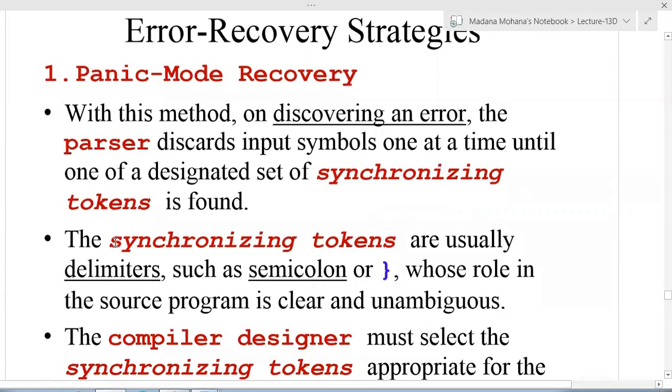Then the first one, panic mode recovery strategy. With this method, on discovering an error, the parser discards, meaning removes, input symbols one at a time until one of a designated set of synchronizing tokens is found. The synchronizing tokens are usually delimiters such as semicolon or the braces, whose role in the source program is clear and unambiguous. Unambiguous means without ambiguity, clear.